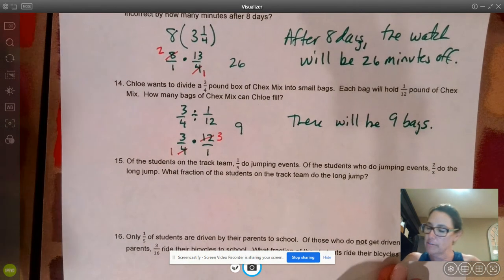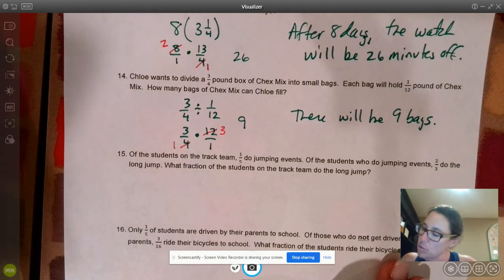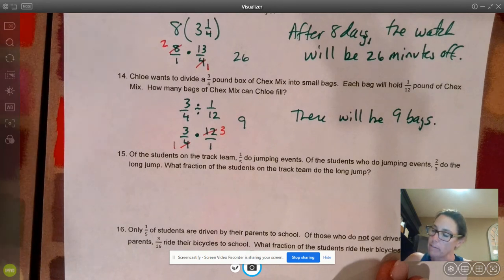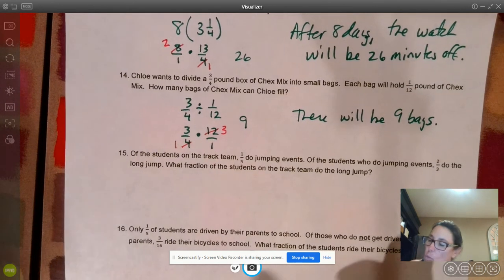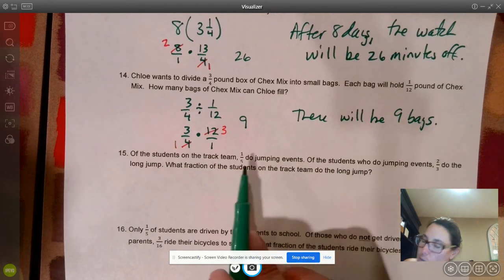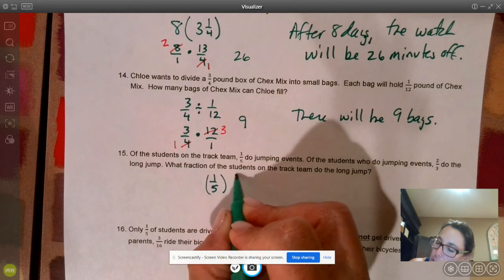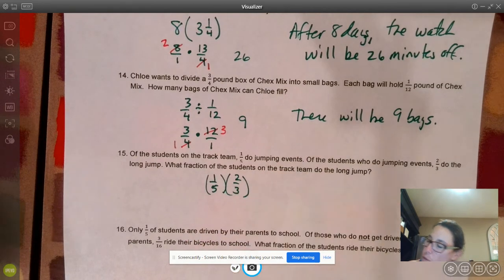Okay, number 15. Of the students on the track team, a fifth do jumping events. Of the students who do jumping events, 2/3 do the long jump. What fraction of the students on the track team do the long jump? Okay, so I hope this is screaming multiplication. Okay, we're going to take and find what 2/3 of 1/5 is. Okay, so 1/5 times 2/3.